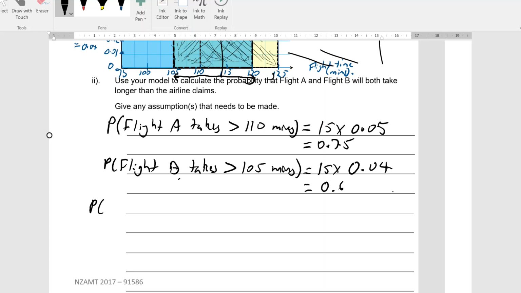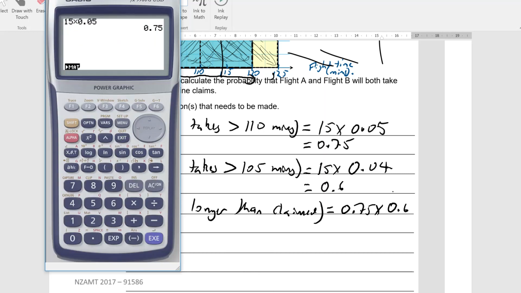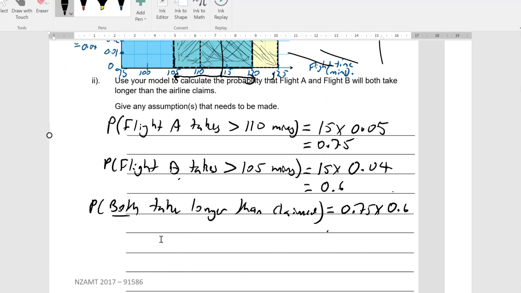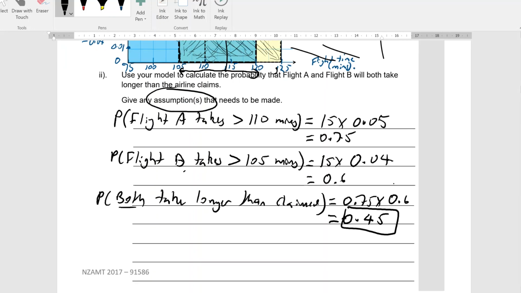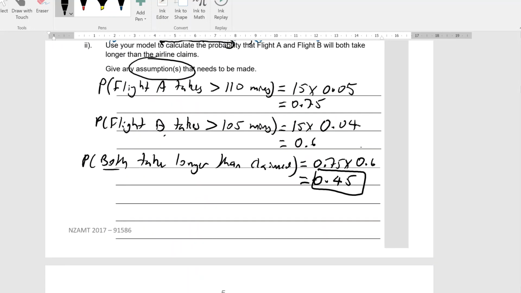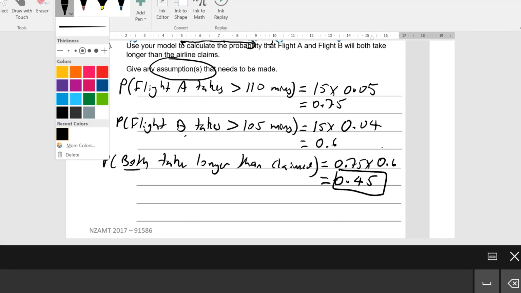So probability that both take longer than claimed equals 0.75 times 0.6. And that equals 0.45, which is our answer. Now, it says give any assumptions. Always look for that because you otherwise miss out on the full credit. So the assumption is what? The assumption is of independence.